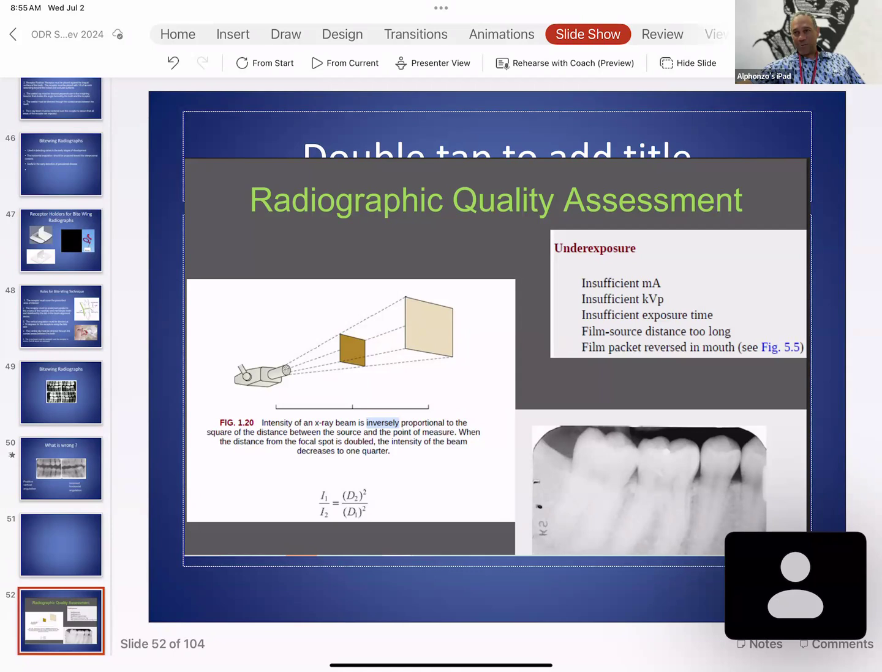When the film packet is reversed in the mouth, that we don't have that too much anymore. We're using sensors, but actually I have had students put the sensor in backwards, and then we get this little image of, it looks like a little computer chip. So it does happen, even with the sensor.